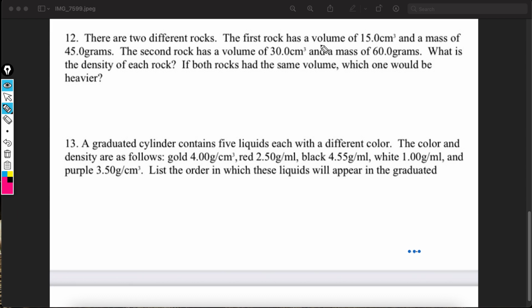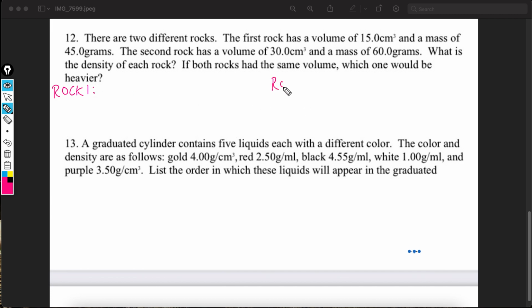The first rock has a volume of 15 centimeters cubed and a mass of 45 grams. The second rock, basically, the volume is 30 and it weighs 60 grams. What is the density of each rock? If both rocks had the same volume, which one would be heavier? Interesting. So let's do this. Let's break this off. Got rock 1.